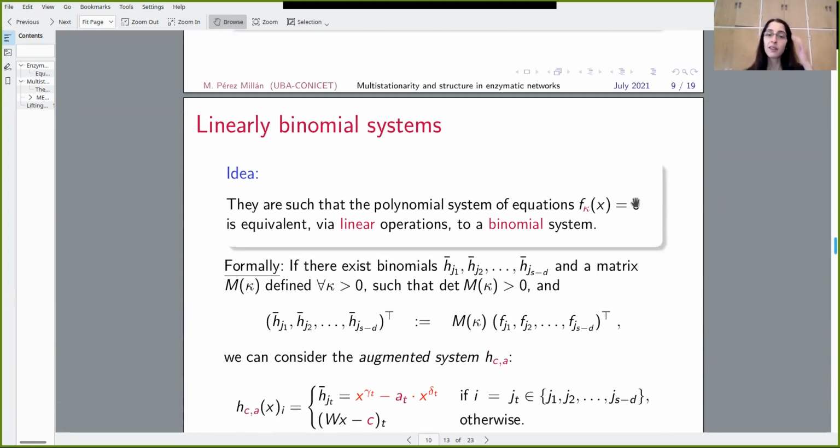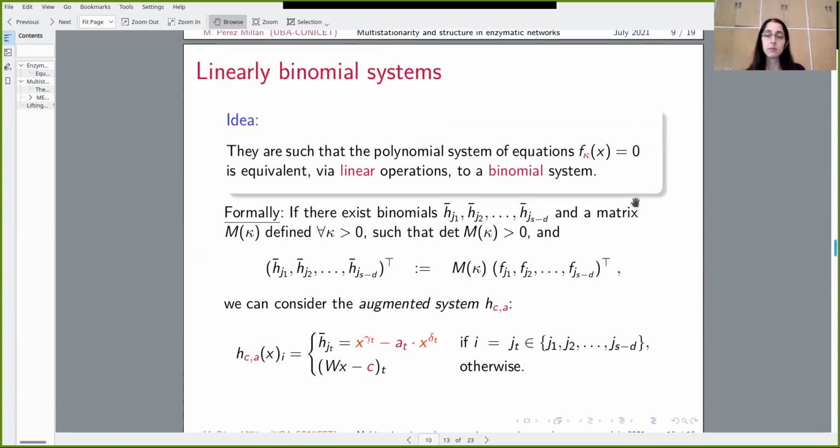So formally, a linear binomial system implies a matrix M that is well defined for all positive rate constants, that has positive determinant, such that you can get the binomials by multiplying the linearly independent set of F's times this matrix. And then you consider the augmented system where you put these binomials of this shape, monomial minus constant times monomial, and then you complete the equations, and then you have a square system with the conservation laws.